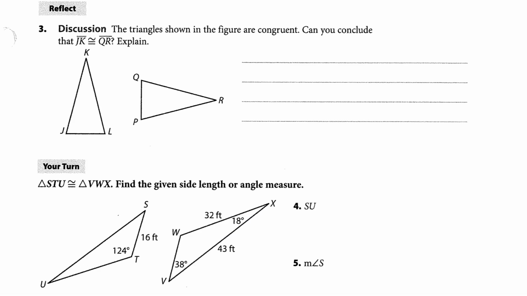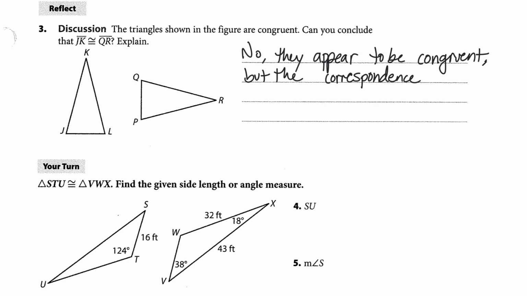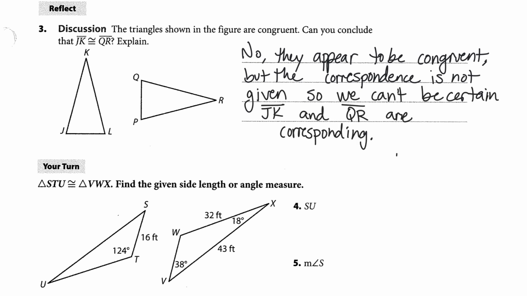The triangles shown in the figure are congruent. Can you conclude that JK is congruent to QR? Explain. No, the segments appear to be congruent, but the correspondence is not given, so we can't assume JK and QR are the corresponding parts. It may be that JK and PR are the parts that correspond. Since it doesn't tell us that JKL corresponds with QRP, we don't know which points match up with which.